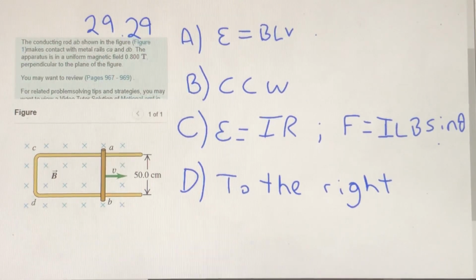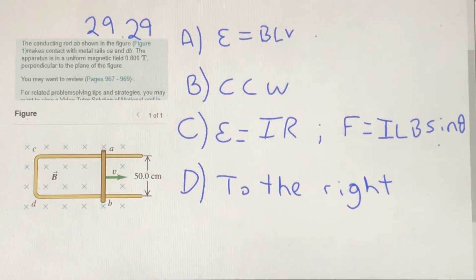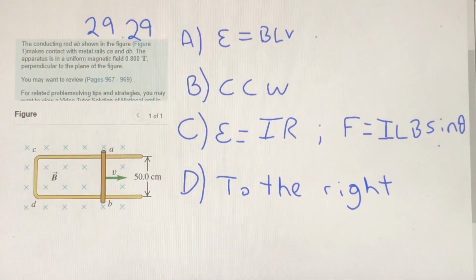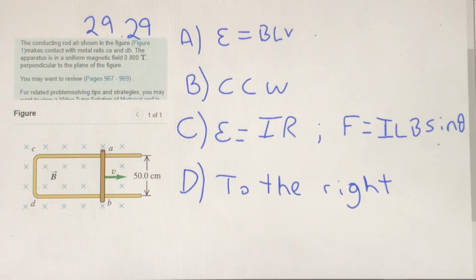D is asking, find the direction of the force required to keep the rod moving to the right with a constant speed of 7.5 meters per second. To keep the rod in a rightward motion, the direction of the added force must be to the right.